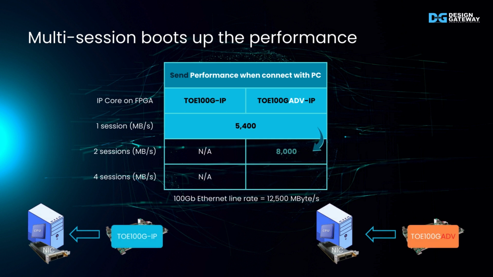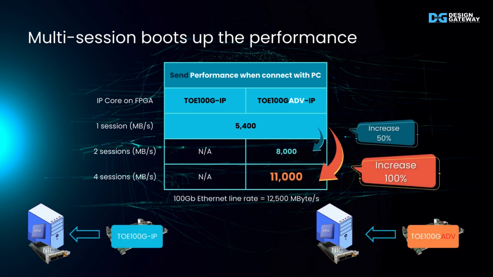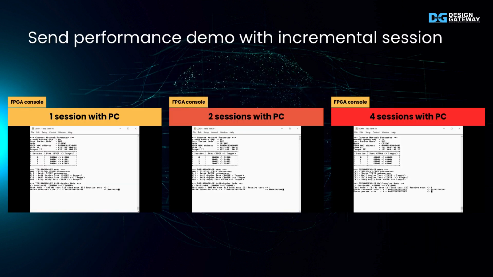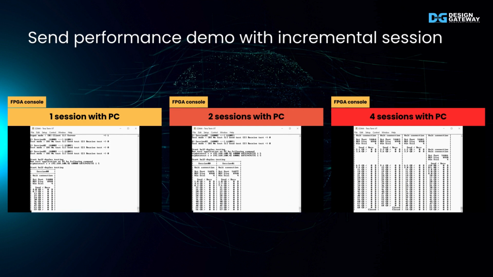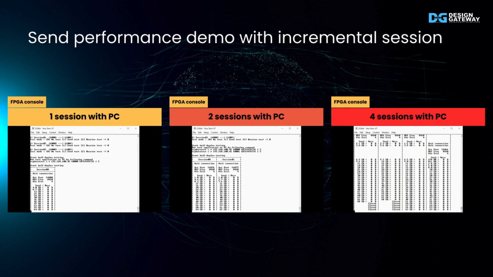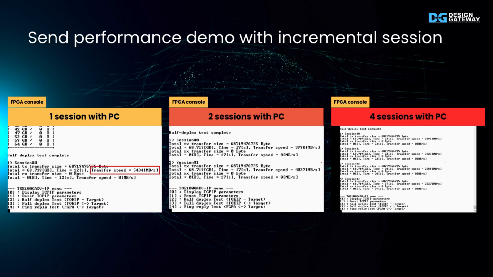Leveraging the native multi-session capability, the data transfer rate between the FPGA and the CPU-based PC increases proportionally with the number of TCP sessions. Data from our FPGA console demonstrations confirms the performance gains with TOE 100G Advance IP. With a single active session sending TCP packets to a test PC, the average performance reaches around 5,400 megabytes per second. Furthermore, increasing the number of active sessions demonstrably enhances performance. 2 active sessions achieve 8,000 megabytes per second, and 4 active sessions reach 11,000 megabytes per second.